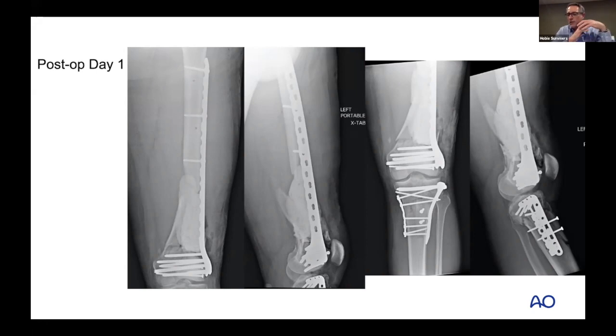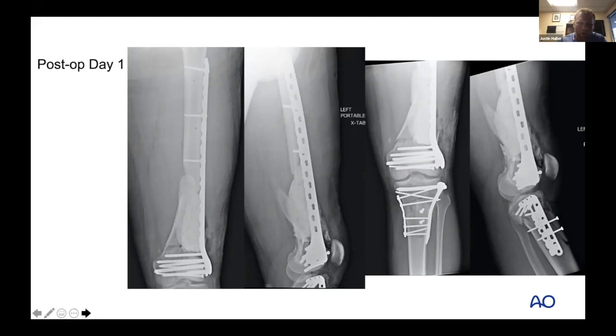Because a lot of folks use all locking in the shaft. Some people use a combination thereof. This is all non-locking in the shaft, and that's bridging quite a large area with only 3 screws. Am I stupid? No, I think you're good. Good bone quality. Yeah. No, I do the same thing.